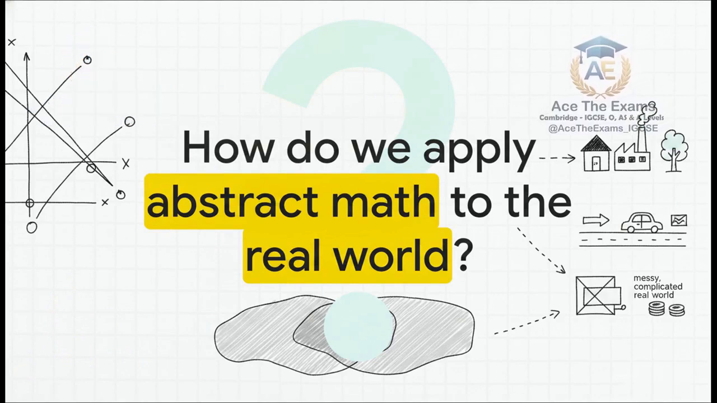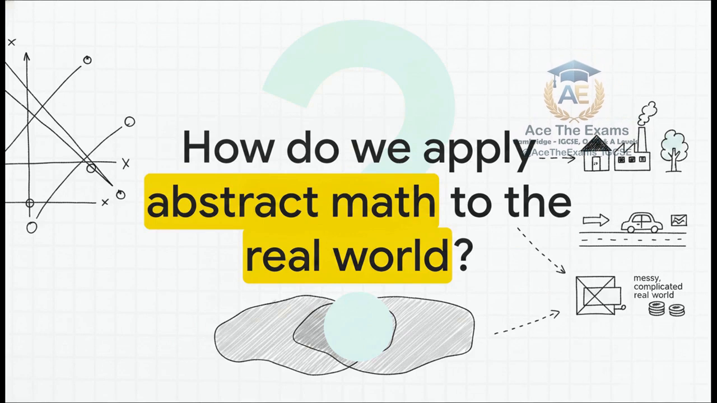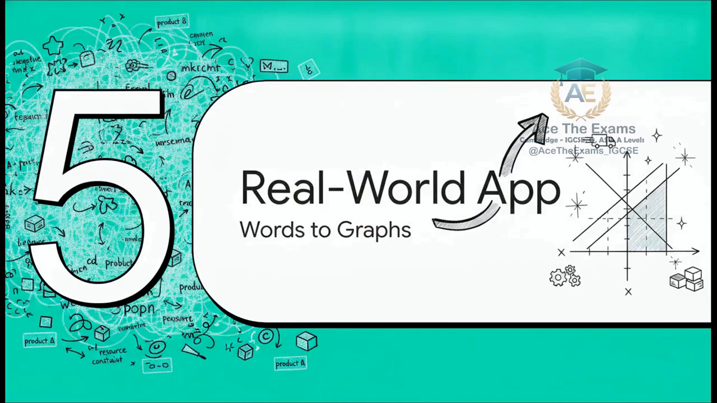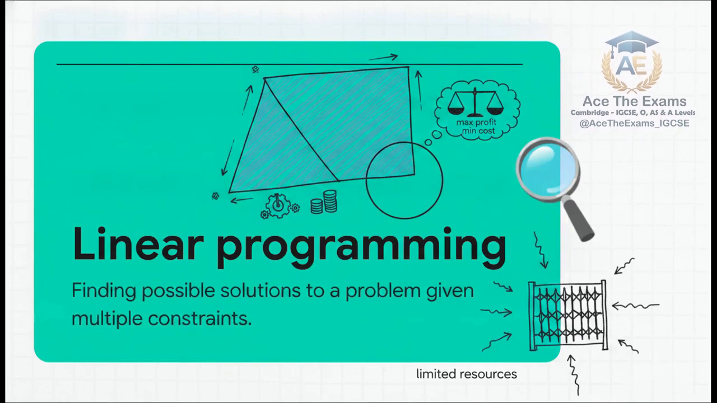That's fantastic. But how do we apply this abstract shape-drawing math to the messy, complicated real world? Or more importantly, to those massive word problems at the end of your paper? Section 5. Real-world linear programming, from words to graphs. This is where the magic happens. We are going to turn complex word problems into the exact visual coordinate systems we just learned to draw.